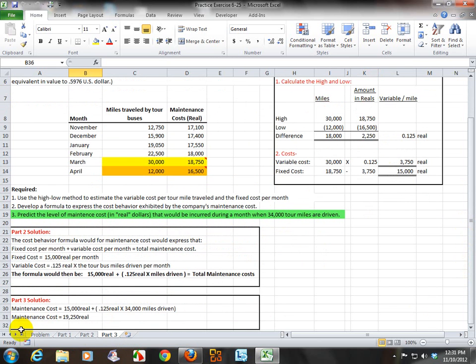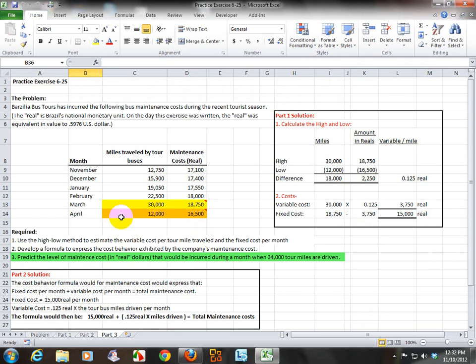So in part three, we take our formula that we developed in part two and we drop in the applicable amounts. The 15,000 real would still hold true, and then we take the 0.125 real times the 34,000 miles, and that gives us a maintenance cost in that month of 19,250 real. Hope this has done a good job of explaining to you how the high-low method is applied in helping us determine what the variable and fixed costs are in any given situation.